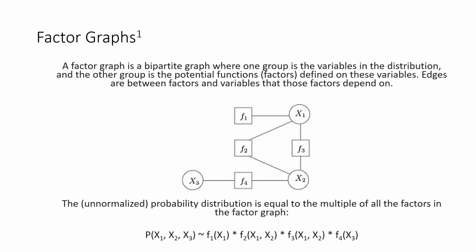So for example, looking at factor 1, we know that the only adjacent variable is x1, so factor 1 is a function of x1 only. Okay, and if these functions define probabilities, then the unnormalized probability distribution, the joint, actually becomes the probability distribution.